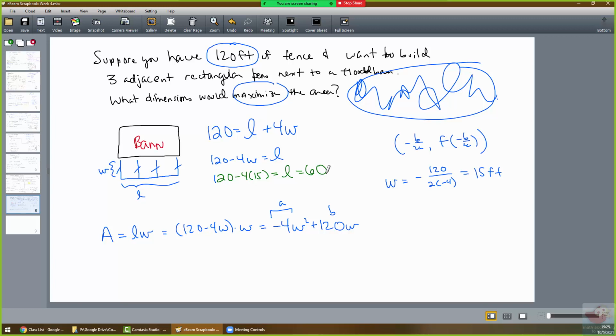And if the question was, what's the maximum area, you could do 60 times 15, whatever that number is, 900, I think. Or you can find A of 15 by putting 15 into the function. But the big, huge takeaway is if you have a quadratic function and you're trying to maximize or minimize, in all these word problems, that just says, where's the vertex?